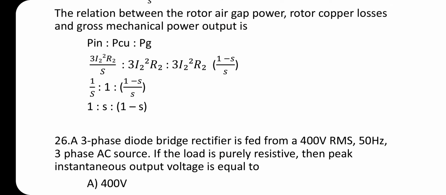The relation between the rotor air gap power P in, rotor copper loss PCU and gross mechanical power output PG is P in is to PCU is to PG. That is 3 I2 square R2 by S is to 3 I2 square R2 is to 3 I2 square R2 into 1 minus S by S. That is 1 by S is to 1 is to 1 minus S by S. Multiplying all the terms with S, we get 1 is to S is to 1 minus S.